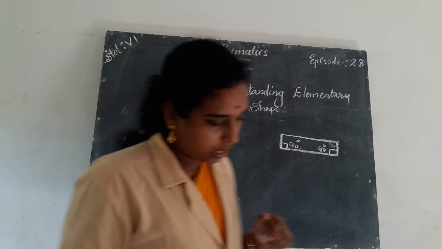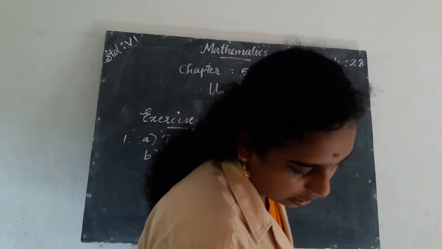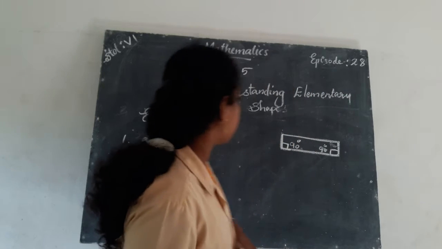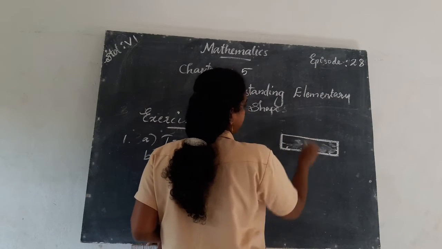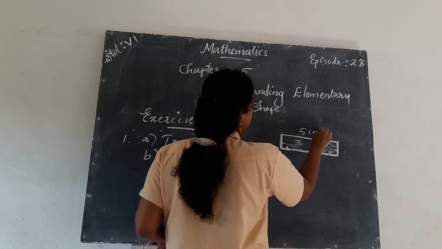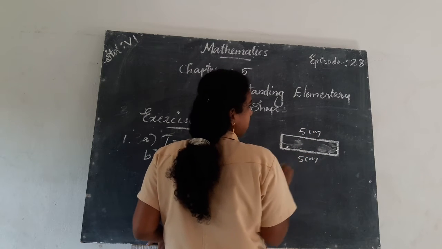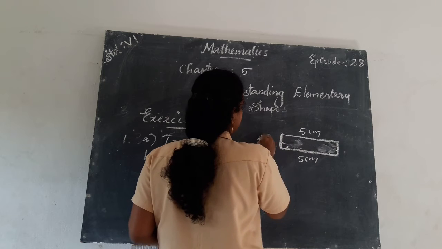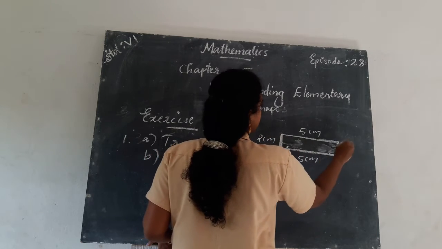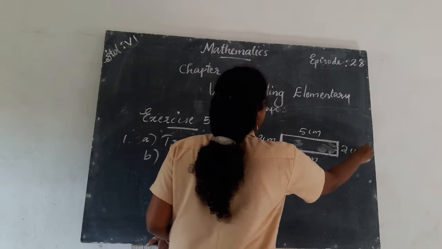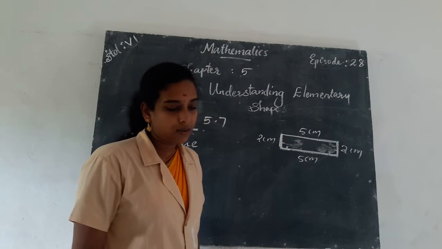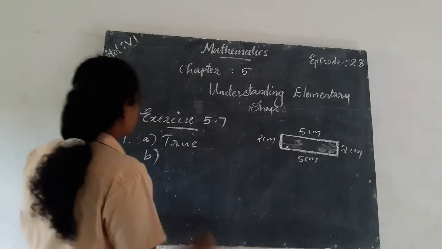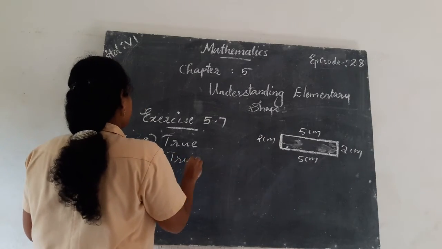Then the statement B, the opposite sides of a rectangle are equal in length. Yes, this is a rectangle, then the opposite sides are of equal length. If it measures 5 centimeter, then the opposite side is also 5 centimeter. If this side is 2 centimeter, then the opposite side, that is this side, also measures 2 centimeter. The opposite sides of a rectangle are always the same. So the statement is true.